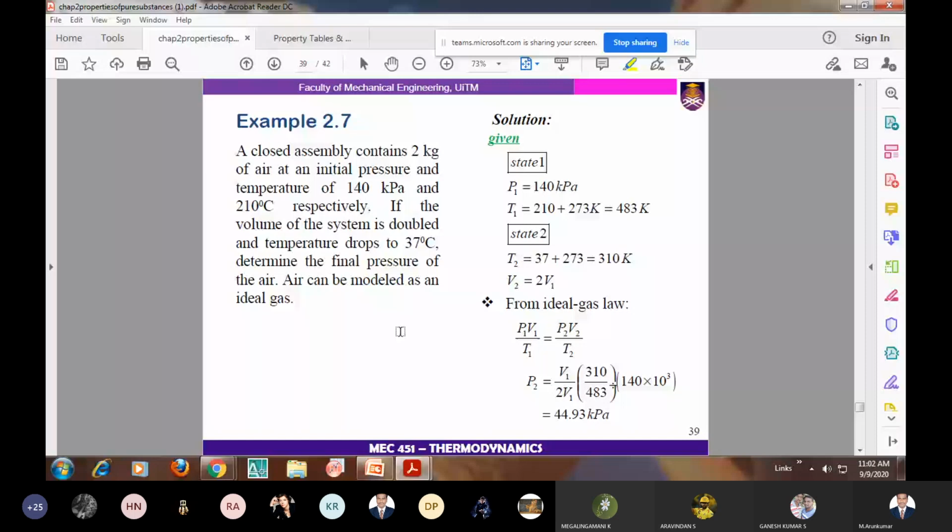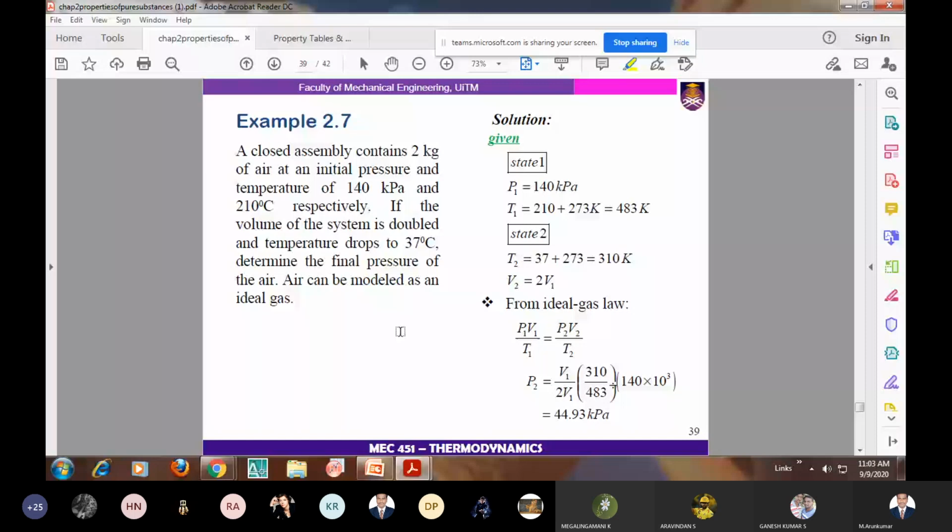We have to find the state 2, T2. V2 is also given as a condition. Like in the previous example, here also we can use the same equation, that is P1 V1 by T1 is equal to P2 V2 by T2. Then the known values are substituted to get the unknown values.